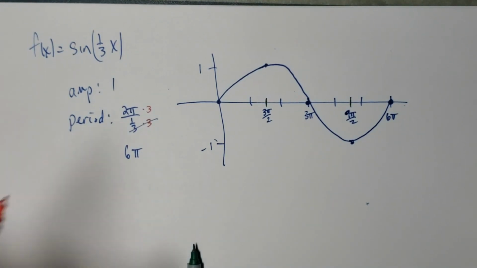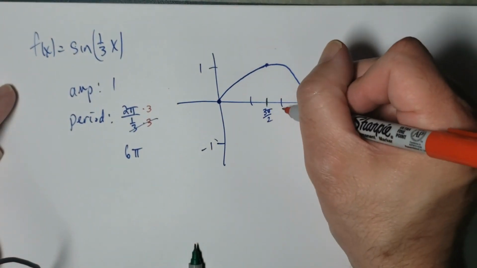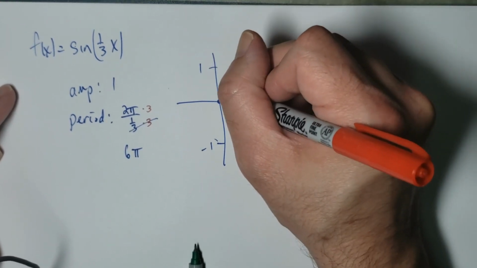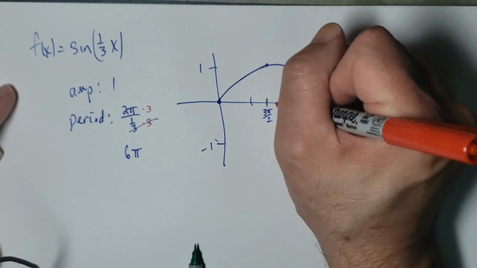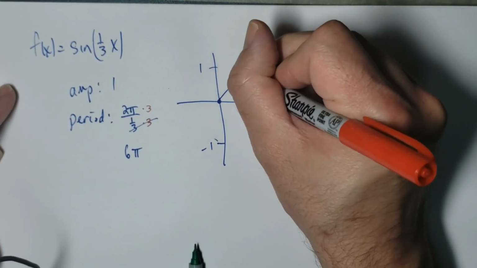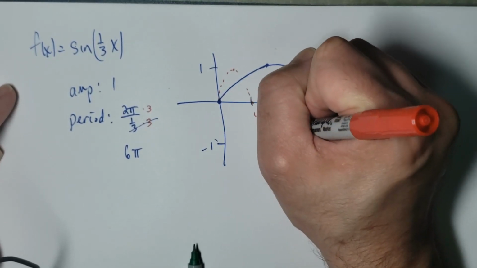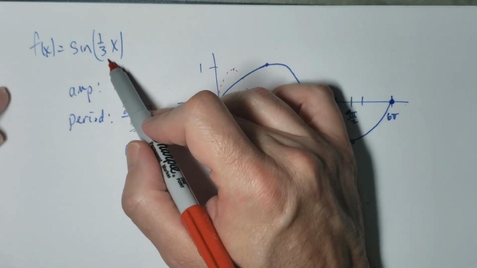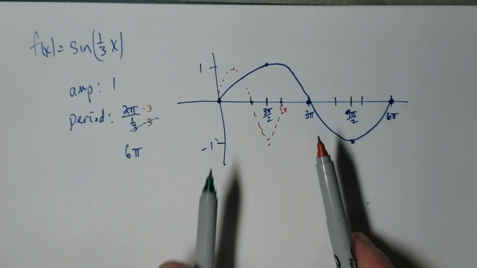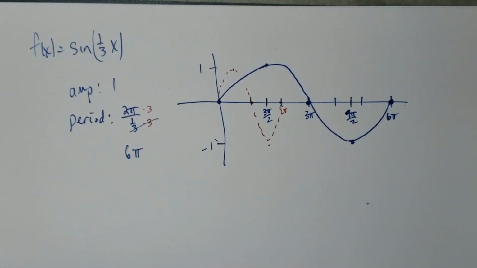And you can keep in mind that if this was regular sine, this would have been 2 pi, so I would have gone there, there, up to there, down to there. It would have been like this. So multiplying by a number smaller than 1 is a horizontal stretch, so it stretched it out like that.